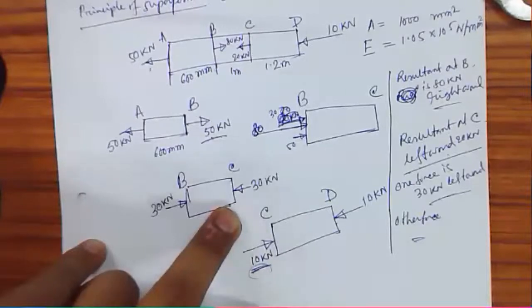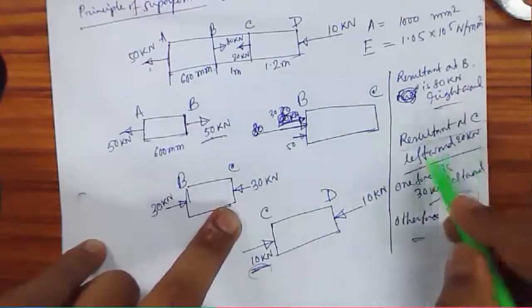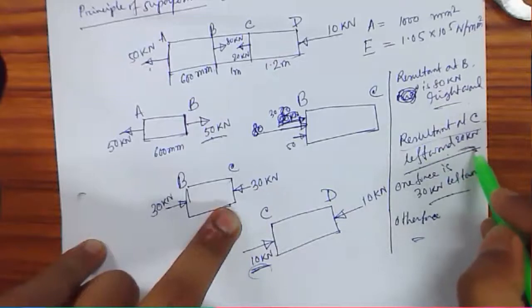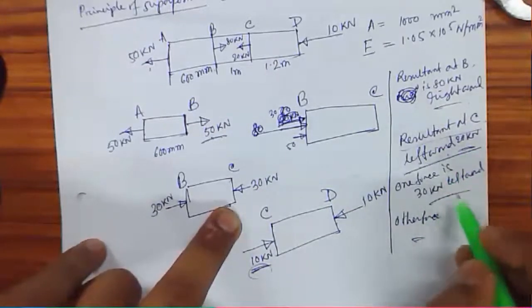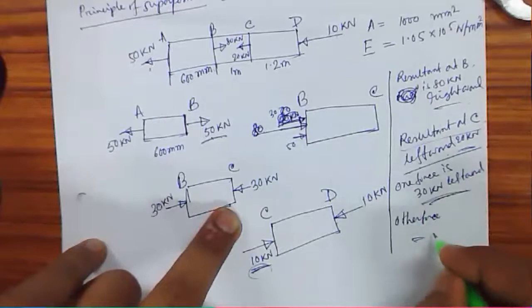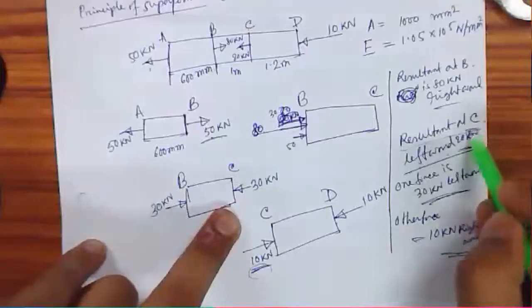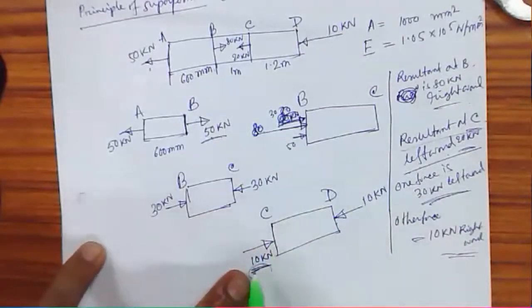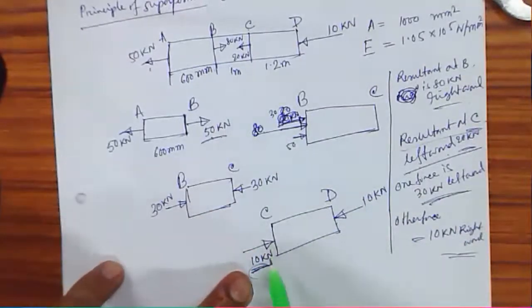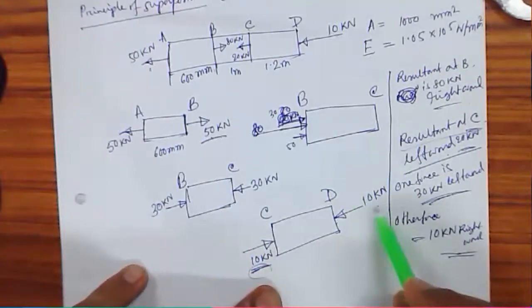Rightward 10. Sir, can you explain this part once more? Resultant force is leftward 20. There are two forces. Because of these two forces, the resultant has been created, and this resultant is 20 kilonewton. One force out of them is 30 kilonewton leftward. The other is 10 kilonewton rightward. This force is where? At junction C. We are talking about C. So at C, the other force will be 10 kilonewton rightward. So you see, this 10 kilonewton and this 10 kilonewton are balancing each other.